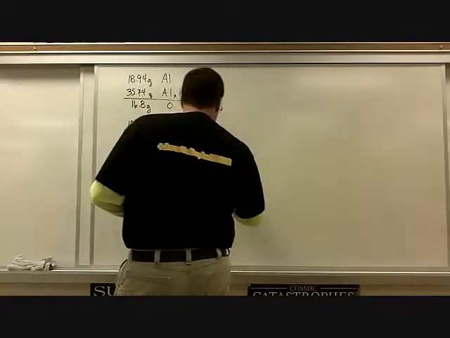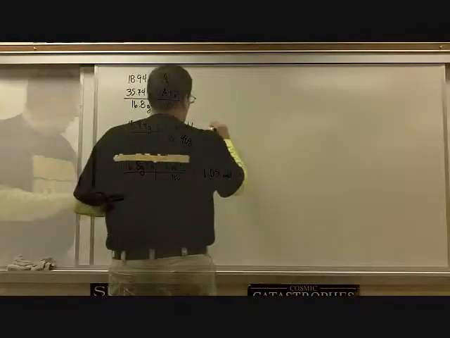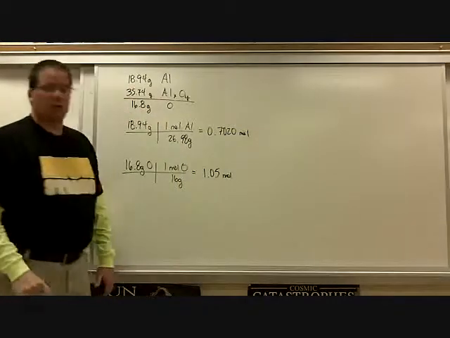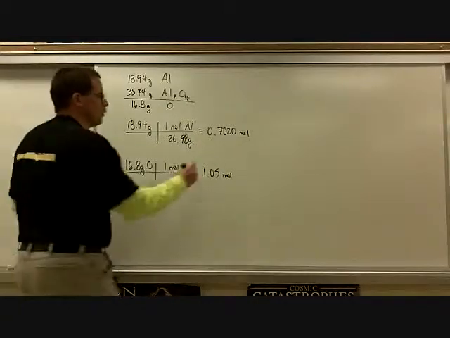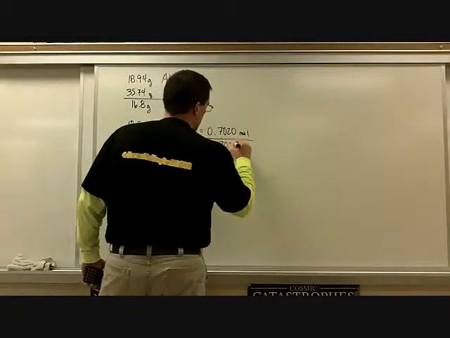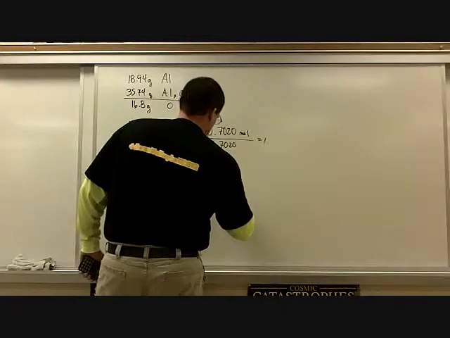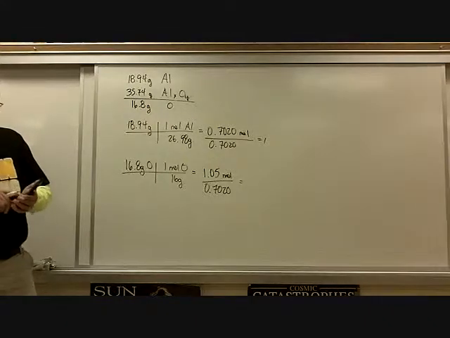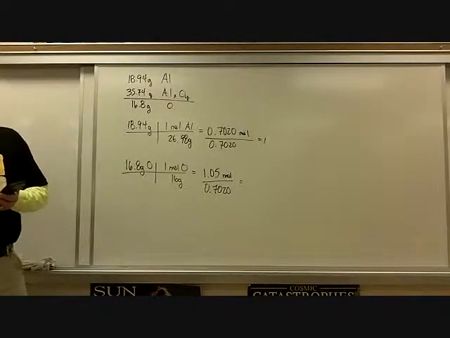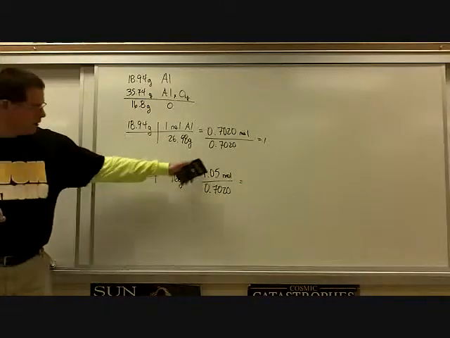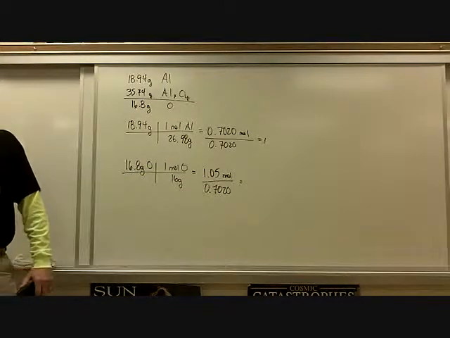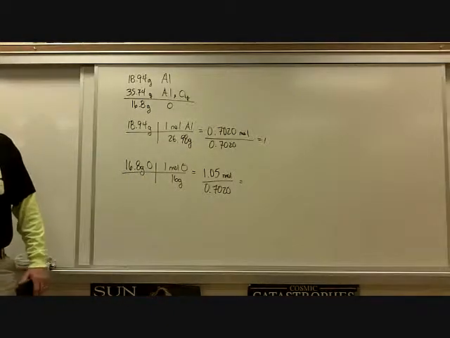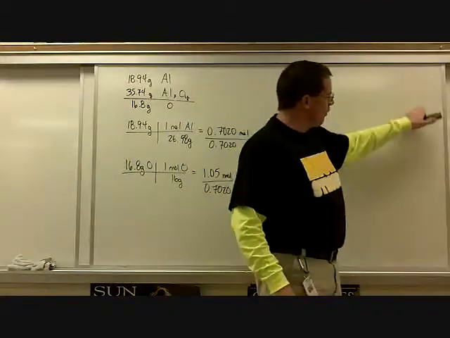So this one gives me 1.05, and that's moles. And this is 0.7020. Which one's smaller? 0.7020. Good. So we'll divide both of those by that. There's a 1, and 1.05 divided by 0.7020. And what does this give me?